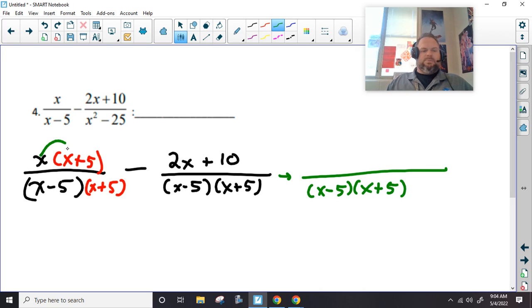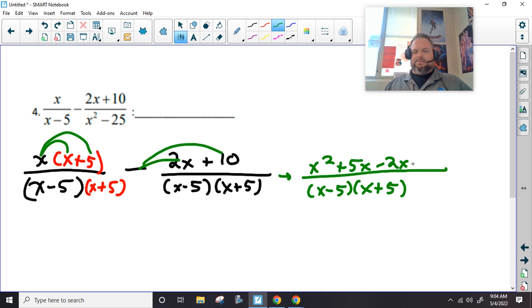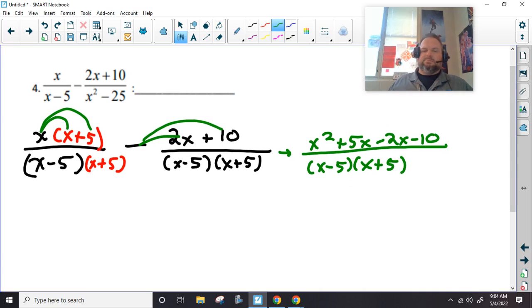All right, so we distribute, we get x times x, which is x squared, x times 5, which is 5x. Okay. Now, here's the kicker. We have to subtract 2x and also subtract 10. This is usually where people make a small mistake.